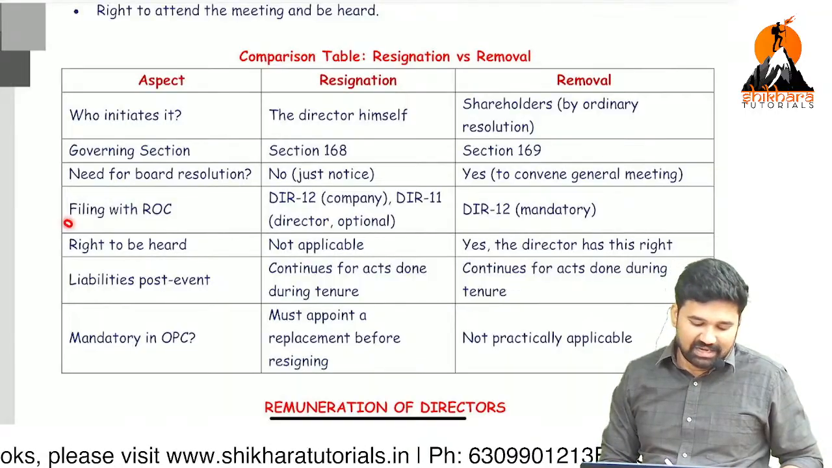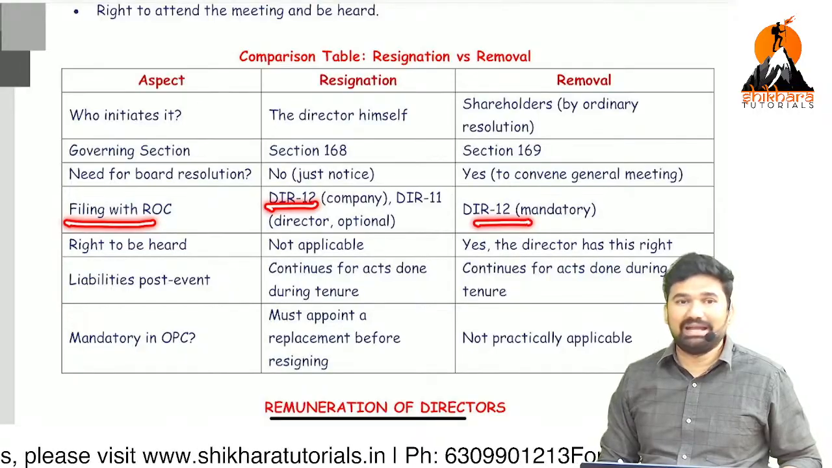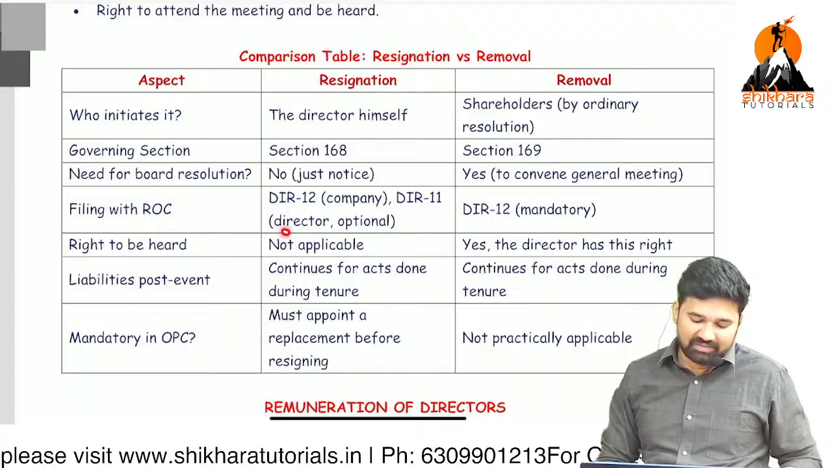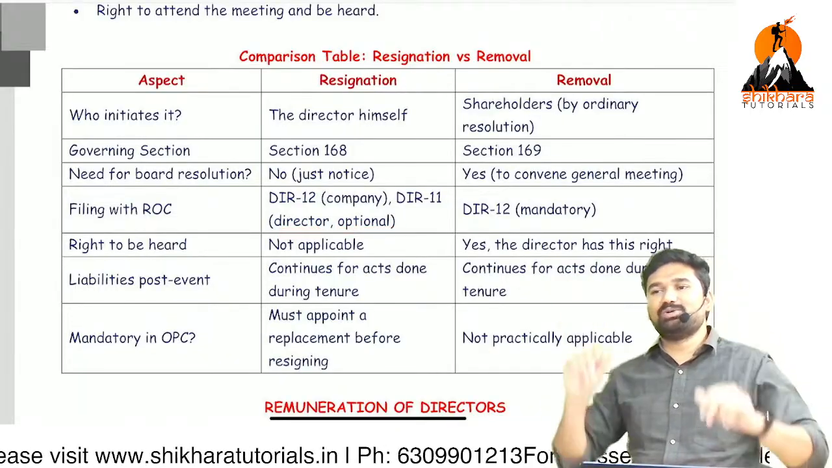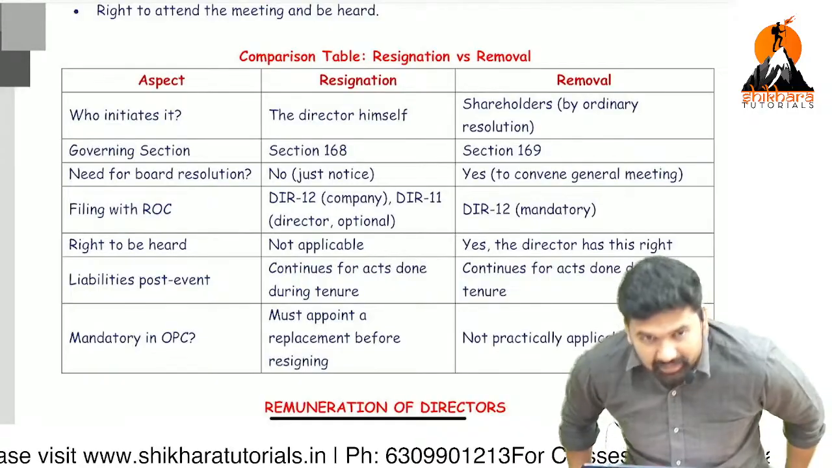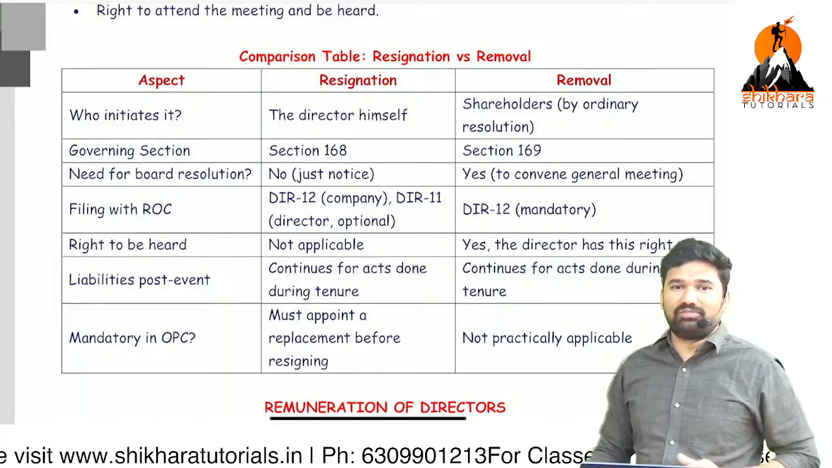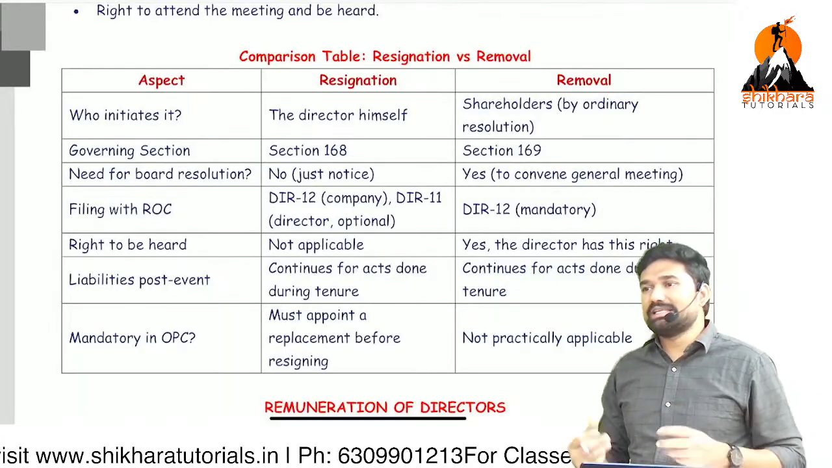Next one, filing with ROC, DIR 12, mandatory. Next one, in case of resignation, DIR 11, from the director's point of view, the word optional has been used. Why has it been used as optional? For public companies, DIR 11 filing is mandatory from the director's point of view. If you are going to retire from a public company, DIR 11 filing is mandatory.